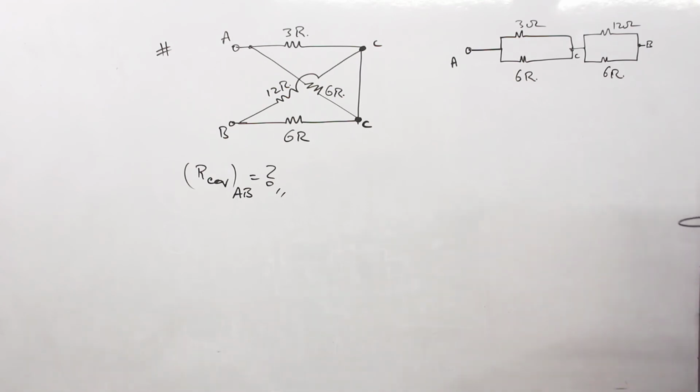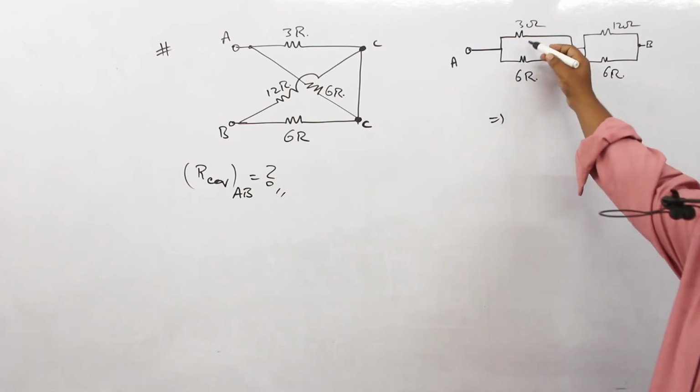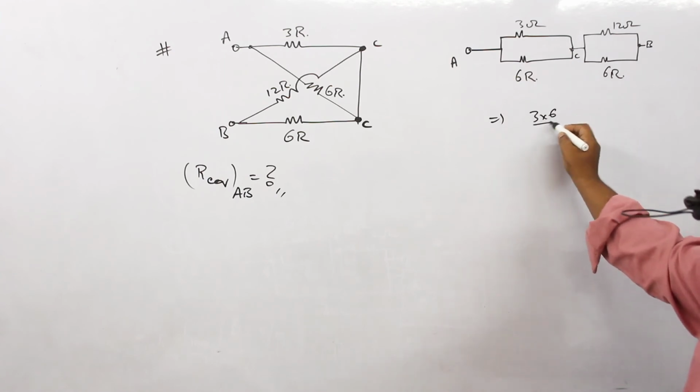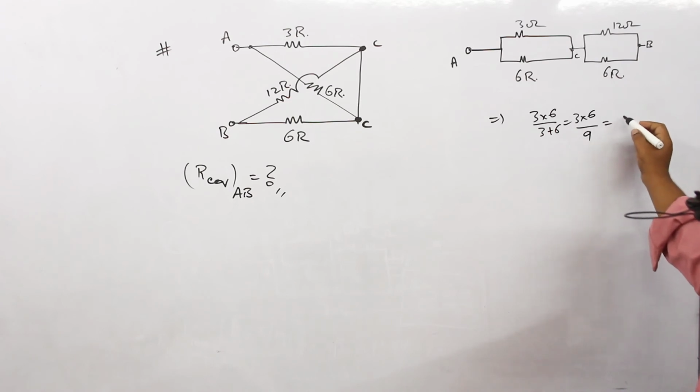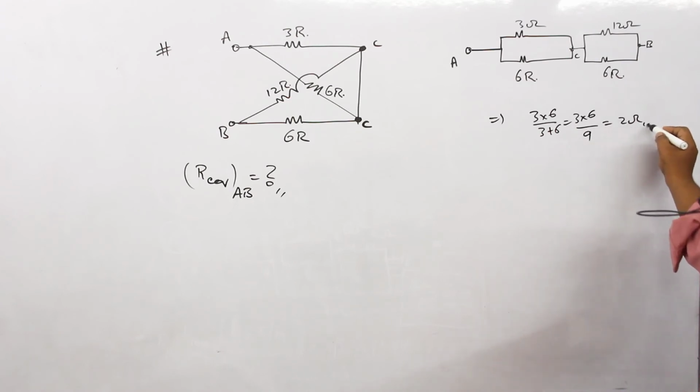If I simplify this, these two are connected in parallel connection. So 3 into 6 by 3 plus 6. So 3 into 6 divided by 9. 3 ones are 3, 3 threes are 9, so 2 ohms is the equivalent resistance.